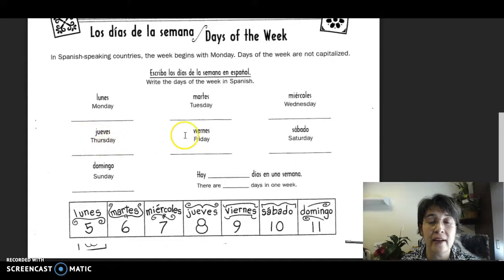Jueves for Thursday, viernes for Friday, and then here Saturday is sábado. Notice there's an accent mark here over that first A. It's sábado. You are going to emphasize that first A where the accent mark is more so than the other ones. And then the last day of the week, Sunday, is domingo, D-O-M-I-N-G-O, domingo. The translation here, hay blank días en una semana. The sentences, there are blank days in 1 week. Hopefully you've got your numbers figured out by now and know that there are 7 days in the week. So the number we want here in Espanol is siete for 7.